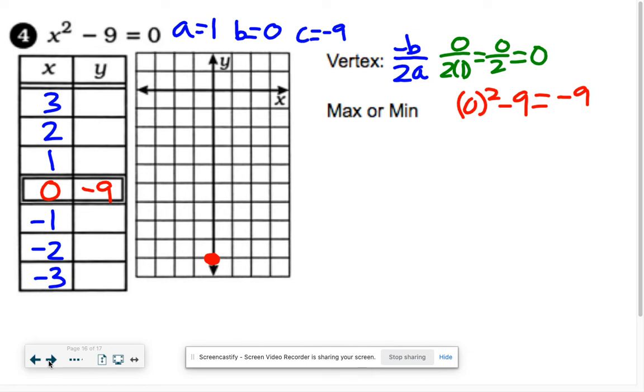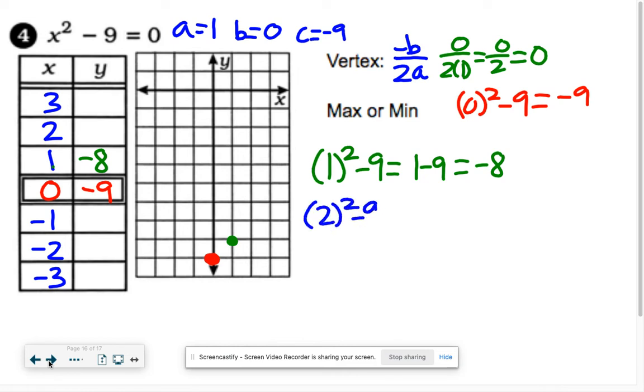Okay, let's start with the easy one. Let's go positive. So let's plug in 1. So we're going to have 1 squared minus 9. Well, we know 1 squared is 1 minus 9 equals negative 8. So we plugged in 1 and we got negative 8 out. So we're going to go over 1, down 8. All right, our next one we're plugging in is 2. So 2 squared is 4, minus 9 is negative 5. So we plugged in 2, we got negative 5 out, so let's plot that point. Right 2, down 5.